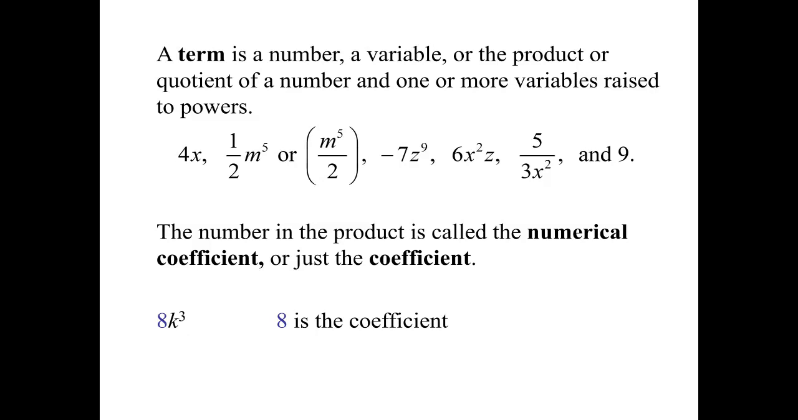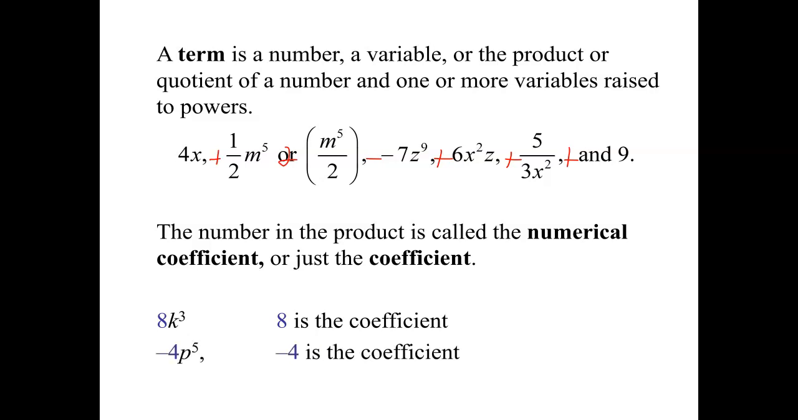Okay? Addition and subtraction signs are what separate one term from another. So if I take all of these and put plus and minus signs, that's what's separating them all as separate terms. Plus and minus signs separate terms. A couple other things. The number in the product is called our coefficient. Whatever number is being multiplied by the rest of the term is our coefficient.